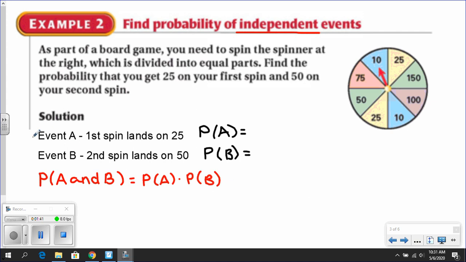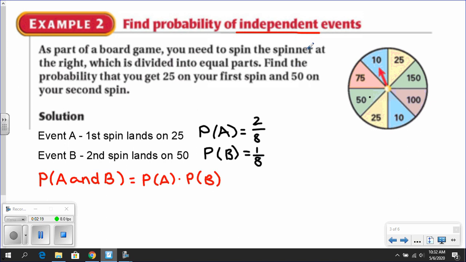So we're going to say that event A is the first spin lands on 25. If we look at our spinner, we notice that there are two 25 pieces here, and there's a total of 8 spots. So the probability of landing on a 25 would be 2 out of 8. Event B, the second spin lands on 50. So let's look here, and I only have one 50, so that probability is 1 out of 8.